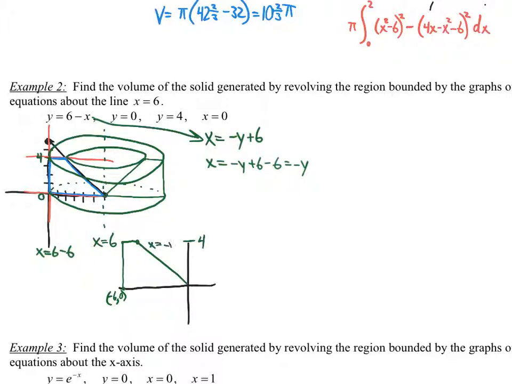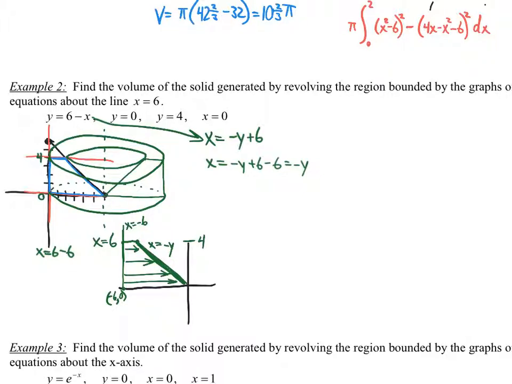Here's x equals negative y. We're going from 0 to 4. So now we're integrating. We have to consider the area between this curve, which is x equals negative 6, and our line. Do you see that? So now we do have an area between the curves. It's this area here.